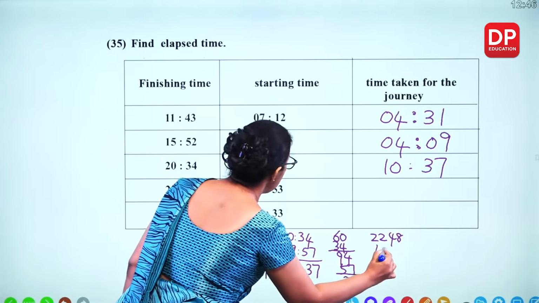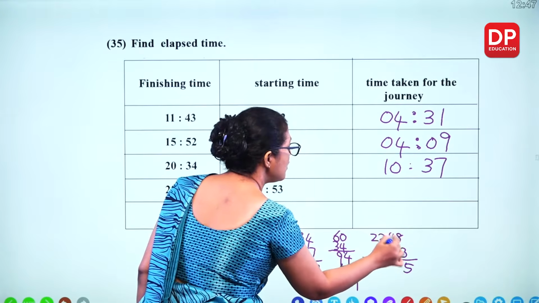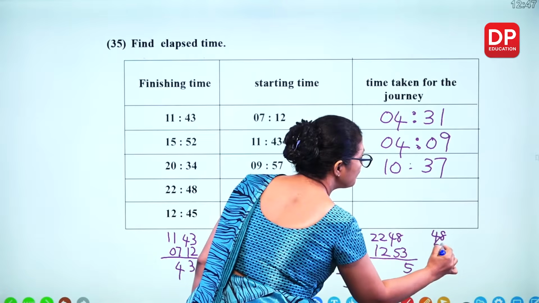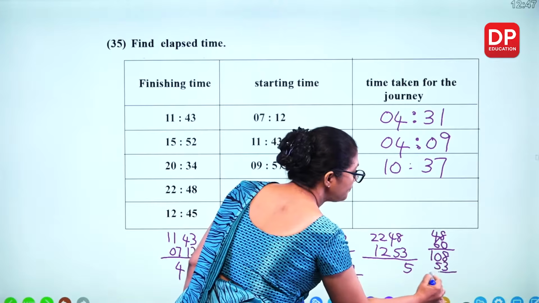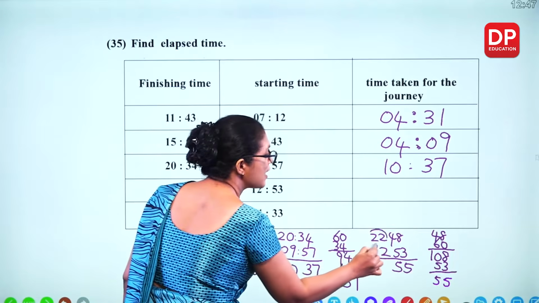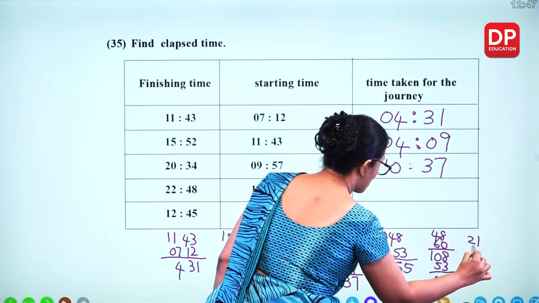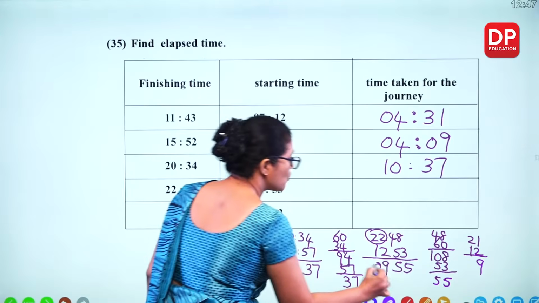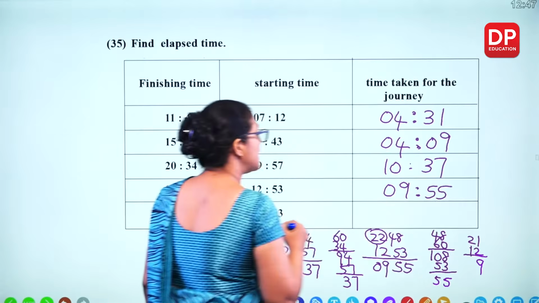Subtract. 12:53, so you get 5. Here you need to take 1 from this. So 48 plus 60, you get 108 minus 53. So you get 55 minutes. Now you have already taken 1 from here, this becomes 21. 21 minus 12, 9. So 9 hours and 55 minutes.